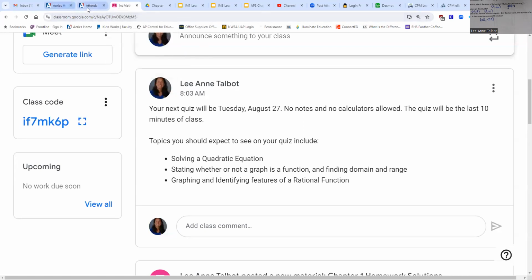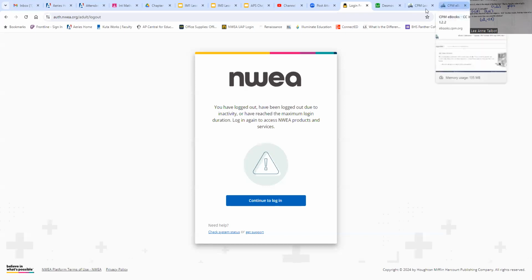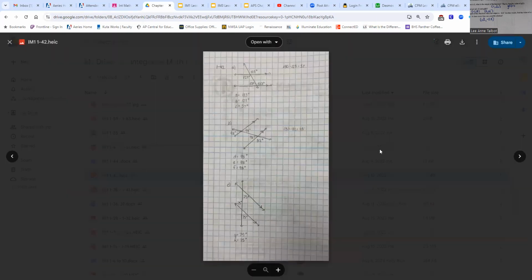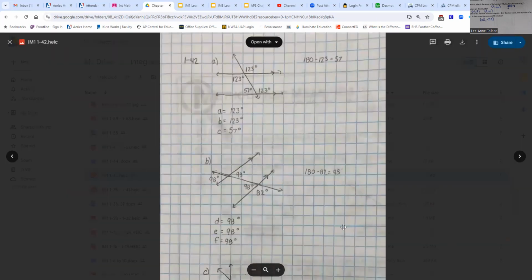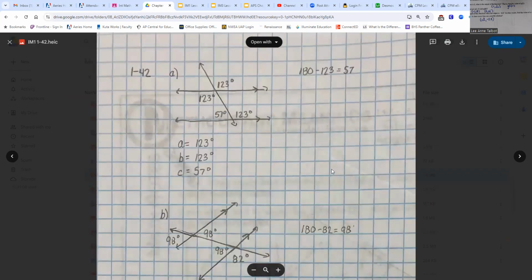Okay, and then lastly, number 42, where is it? Oh, wrong button clickings. Okay, here we go. Did we have to draw them? No, you didn't have to draw them, but I appreciate it if you did. A was 123 degrees, B is 123 degrees, and C is 57 degrees.